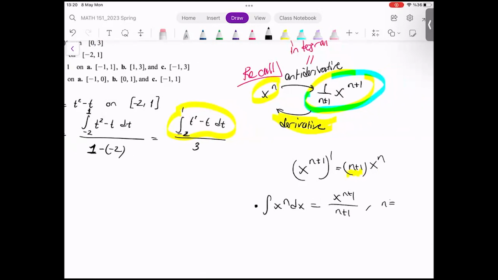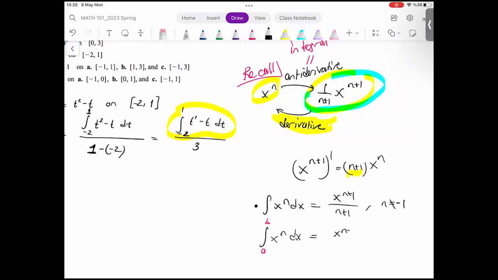By the way, you should assume that n is different than minus 1 because you don't want to put 0 in the denominator. If n equals minus 1, there is another rule which we will cover next week, okay? Then you will understand what happens if n equals minus 1 next week. But for all the values of n different than minus 1, you can use this rule as the integration rule. And what if your integral is a definite integral like this with boundaries?